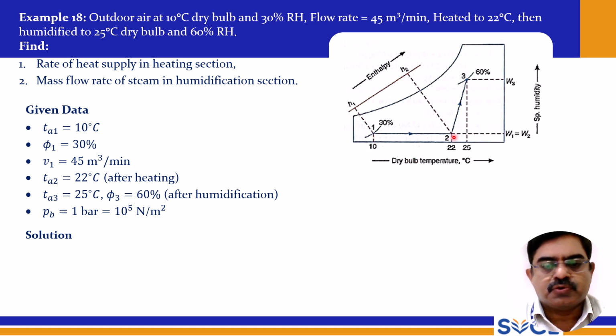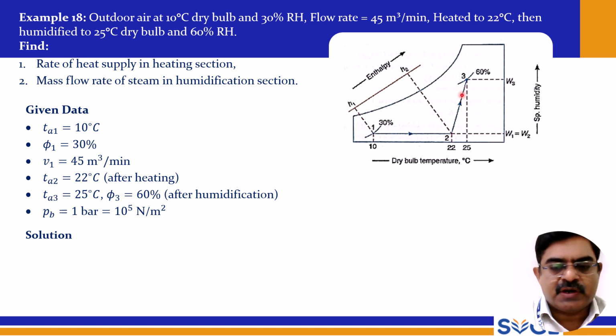So from 1 to 2 it is happening at constant specific humidity. From 2 to 3 it is the variable humidity, specific humidity, and we have to find. We know that at point 1 it is 10 degrees Celsius, so that is dry bulb temperature Ta1, and Ta2 is 22 degrees Celsius, and Ta3 is 25 degrees Celsius. Now we have to find H1 H2 also, and the dry bulb temperature, wet bulb temperature at 3. So we have to find these parameters.